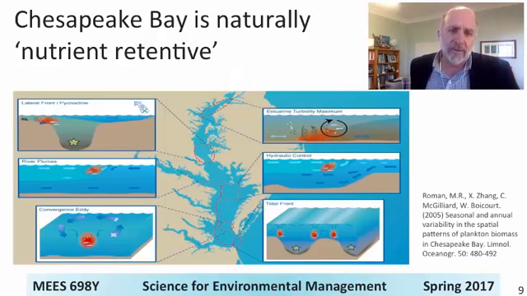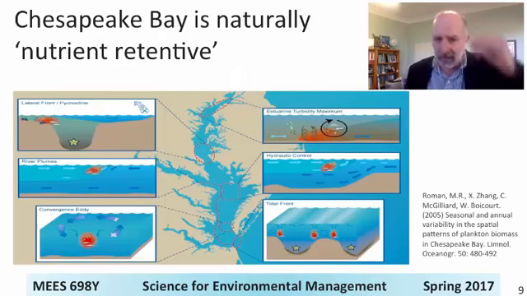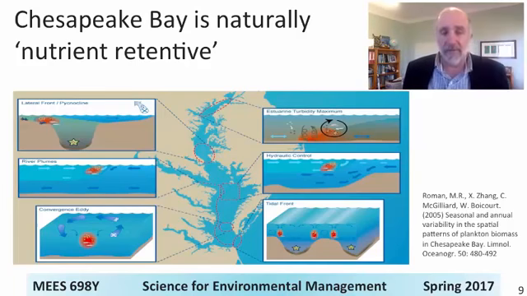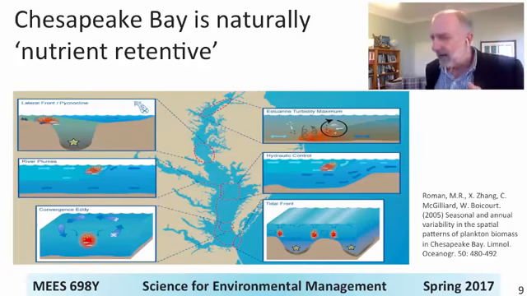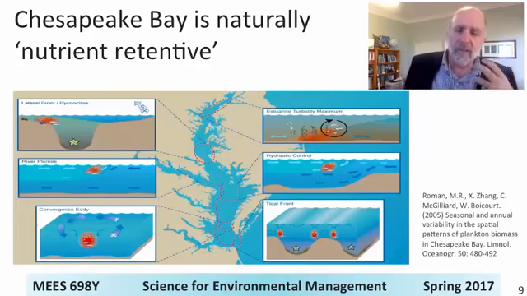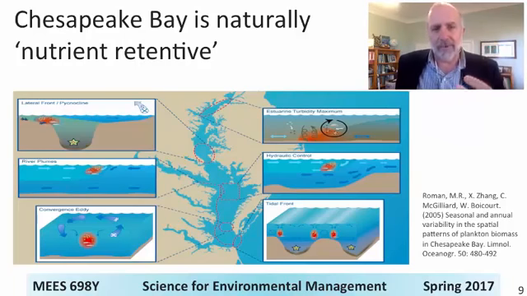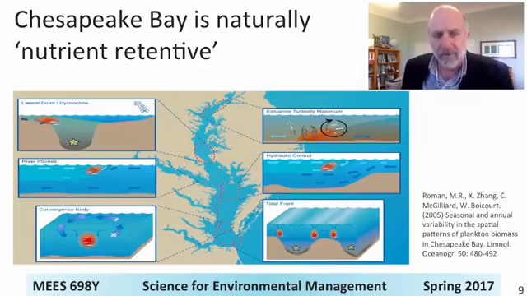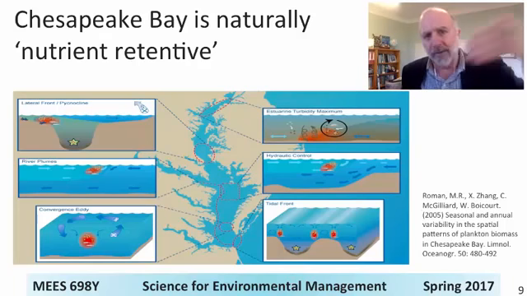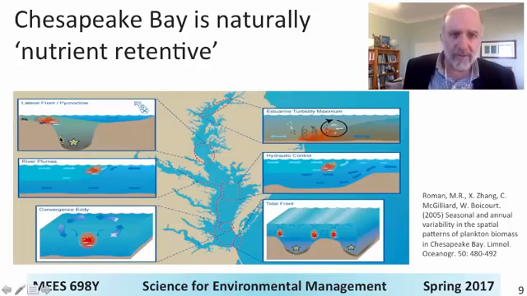So one of the reasons Chesapeake is so productive and so vulnerable to nutrient eutrophication is because it's naturally nutrient retentive. And that's due to a suite of different processes that all act to capture and retain nutrients rather than flushing through the estuary from the land source to the ocean. So there's six of these that were listed by Roman's paper.